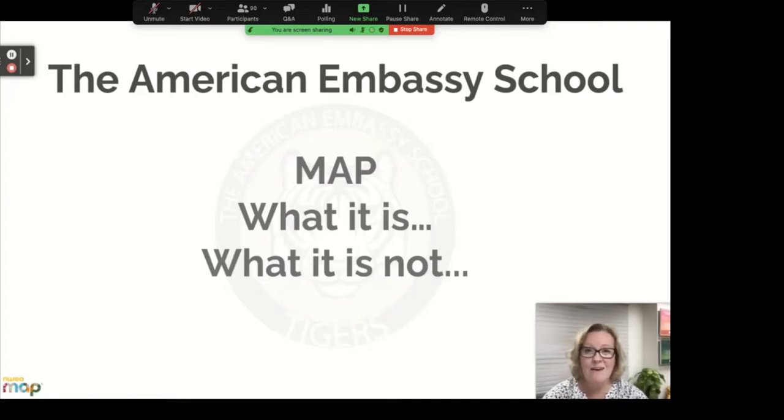And again, we decided to go ahead and regroup and define what it is and what our purpose is in giving this assessment. We're thrilled to be here today with you as parents so that you can be a part of this conversation to help our students.